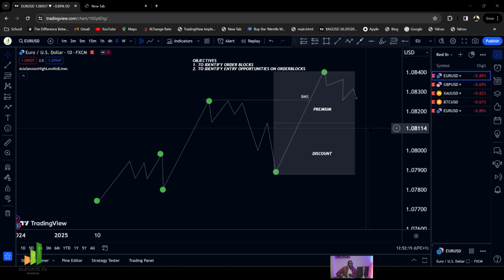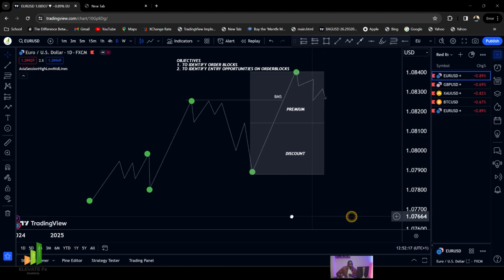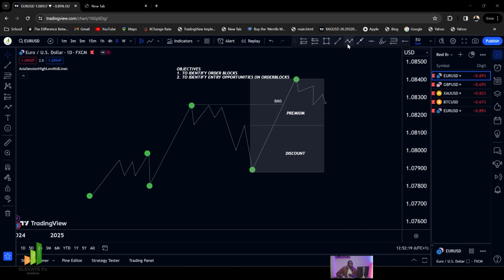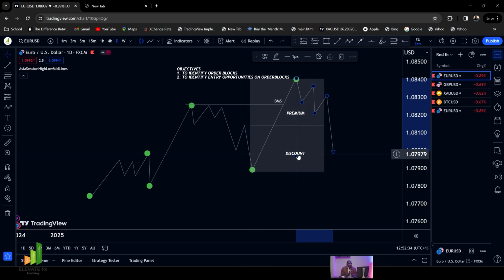So now, what is our job? What are we expected to do? At this point, all we want to do is sit on our hands and watch how price moves. And we're looking for opportunities at around the premium levels. I mean, around the discount levels. Now, in these discount levels, what are we looking out for? That's what brings us to the idea of an order block, right? So we'll be looking out for order blocks in which we should be trading from.